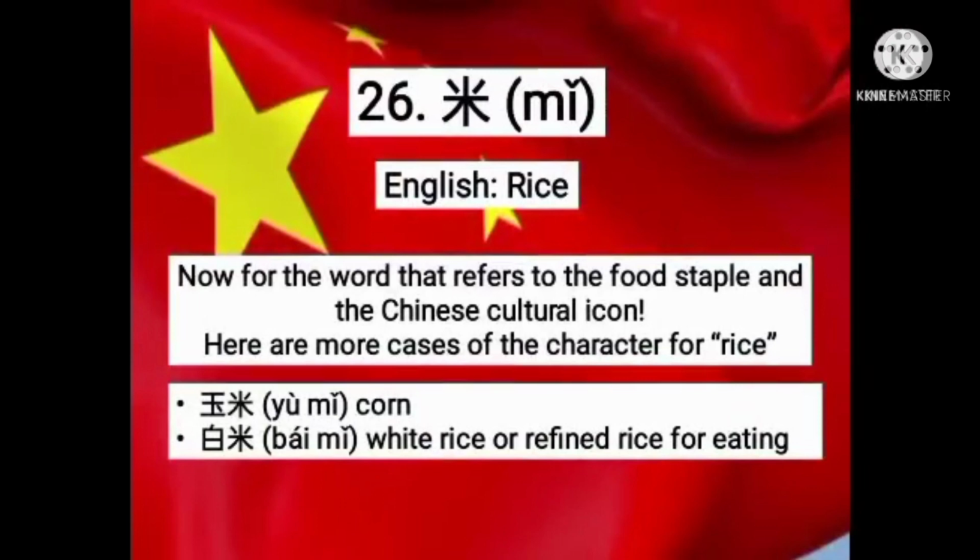26 is Mi. In English, rice. Now for the word that refers to a food staple and Chinese cultural icon. Here are more cases of the character for rice. Yu Mi means corn. Bai Mi means white rice, or refined rice for eating.